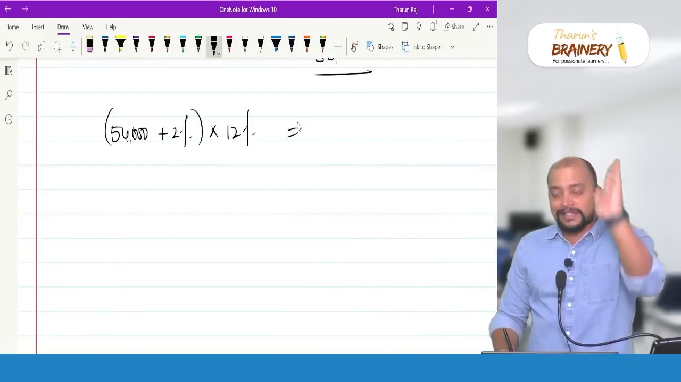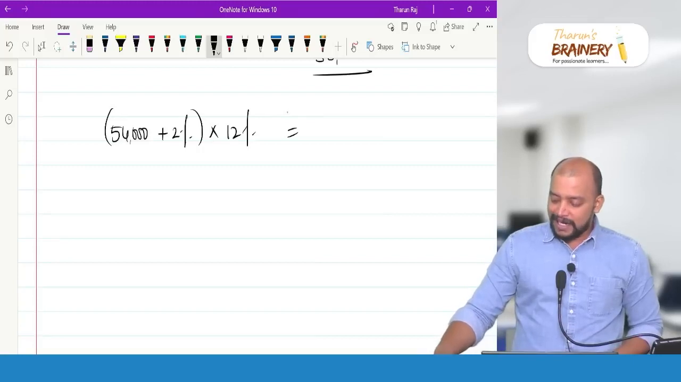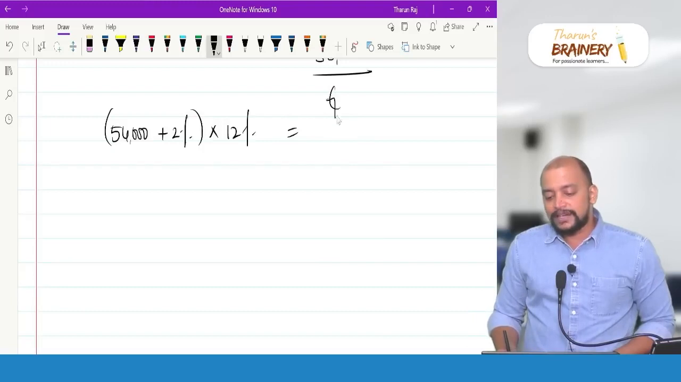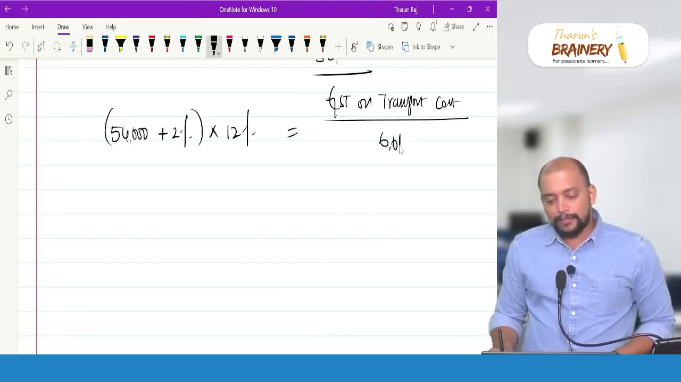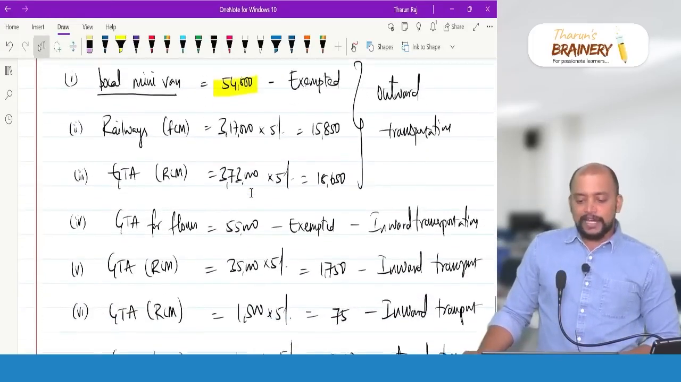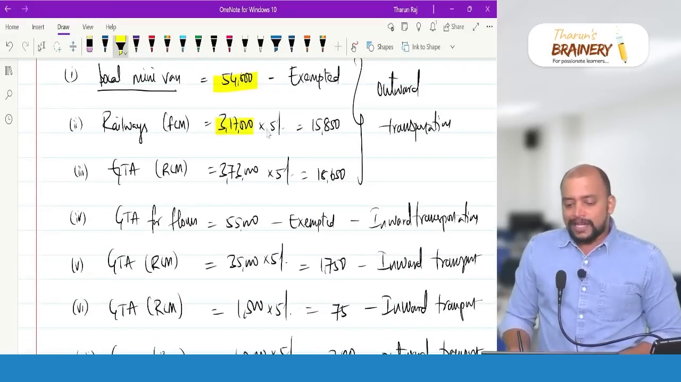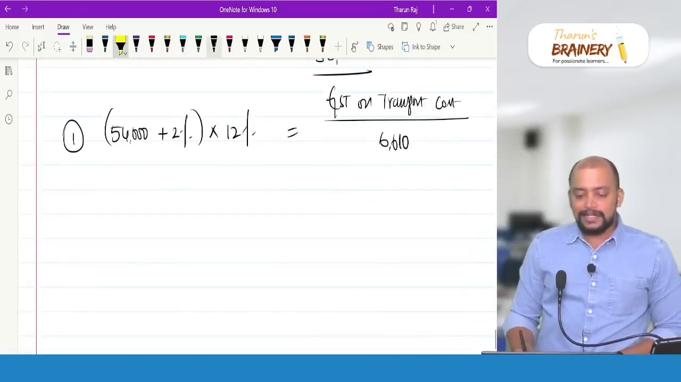So first add 2% on the 12%. 54,000 plus 2%, 55,080 on the 12%. So therefore, GST on transport cost is 6,609.6 or 610. Then second outward transportation. Second outward transportation is 3,17,000 and on that plus 15,850. Say this.